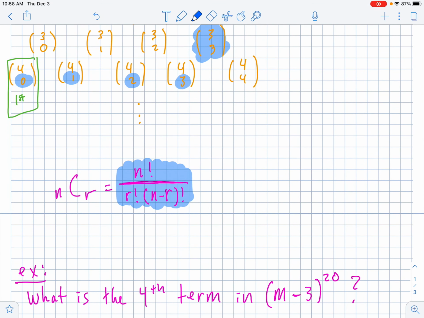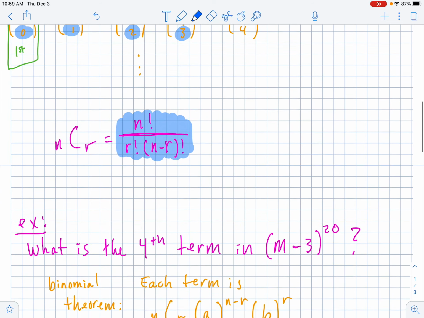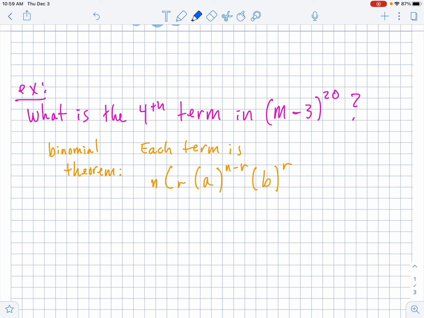Here's the formula for it. You can use the formula. That's fine. It always works. Or you can use the nCr button on your calculator: press math, arrow over to probability, and use nCr. Now, let me show you how you can put this all together.